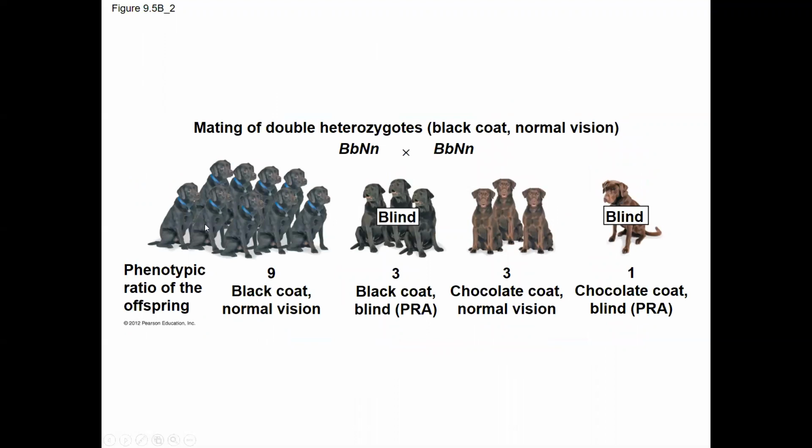Now, when you cross two heterozygotes, which have a black coat and normal vision but carry recessive alleles, you will get the same ratio of offspring. It doesn't mean you will always get these offspring numbers. It just means that you should get this ratio, where you have 9 with normal vision and a black coat, 3 with a black coat but blind, 3 with a chocolate coat and normal vision, and then 1 chocolate coat but blind.